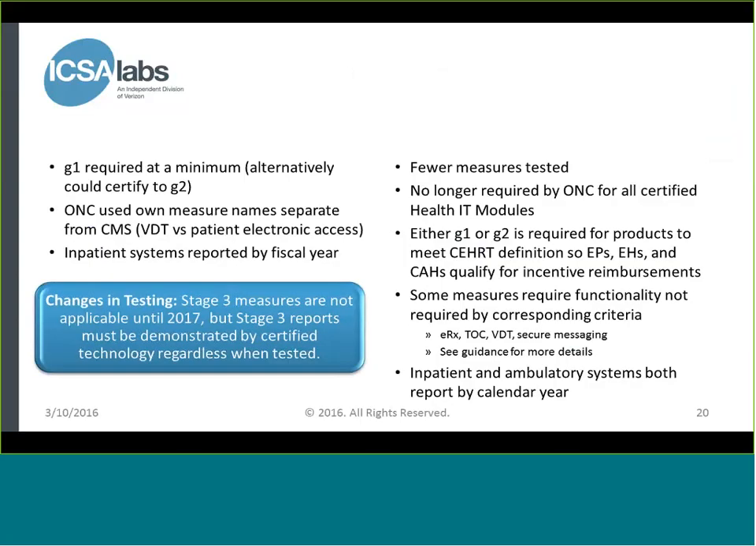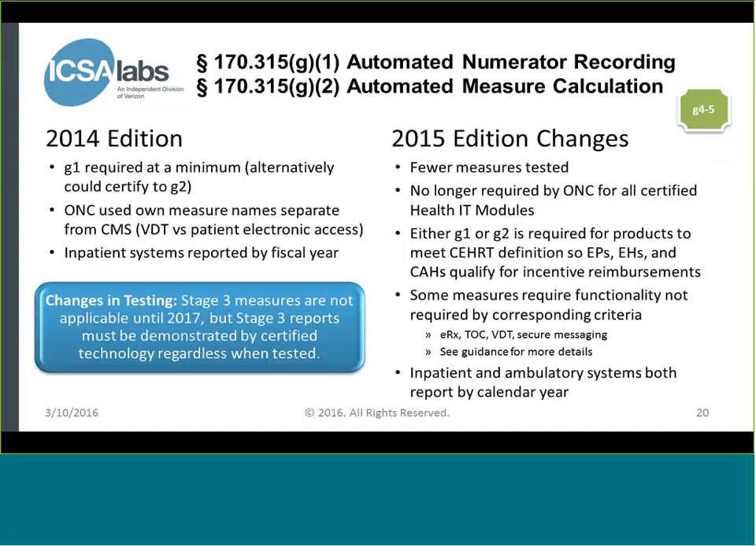Next slide, please. We're going to talk about the automated measure criteria here, and for those of you who did testing in 2014, I'm sure this is your favorite one to test. If you remember from 2014, for anybody obtaining certification against several of the criteria, at a minimum G1 was required, or you could optionally certify to G2. If you were doing what used to be known as a complete certification, G2 was required.